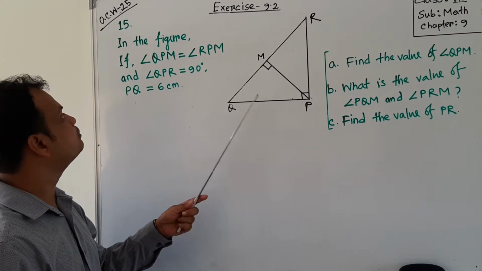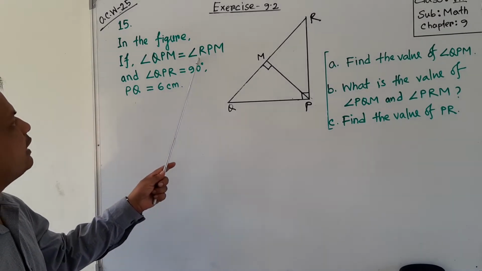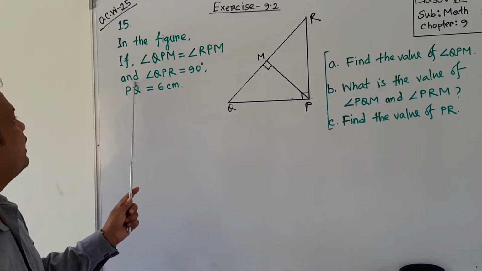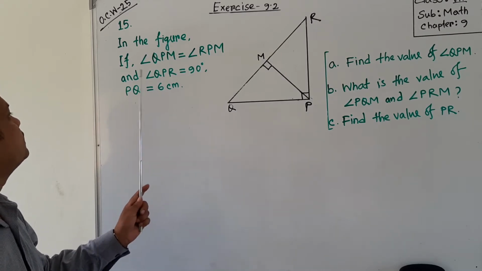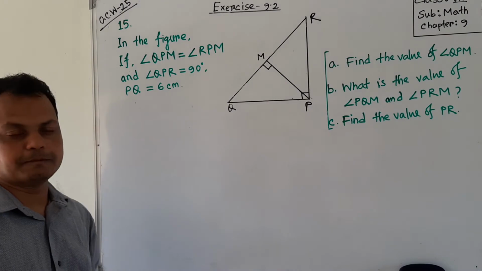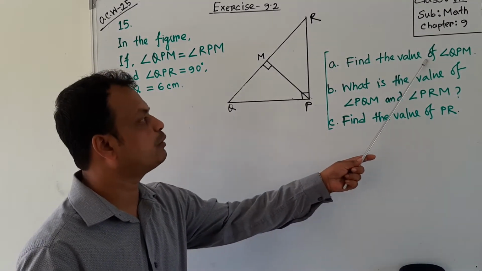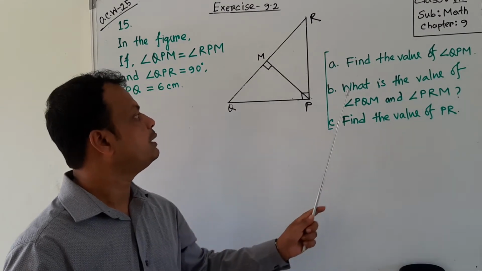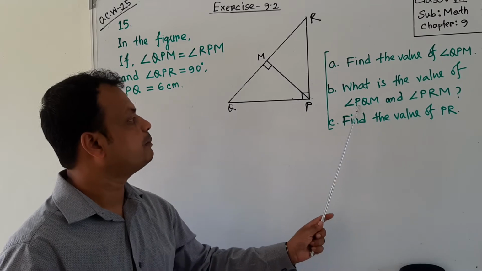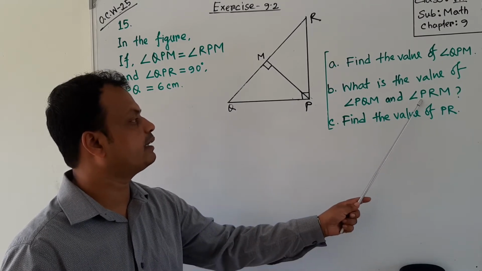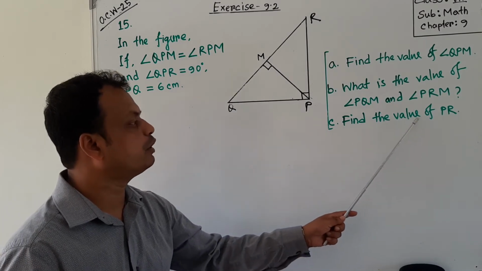According to the figure, angle QPM equals angle RPM and angle QPR equals 90 degrees, PQ equals 6 centimeters. The questions are: A, find the value of angle QPM. B, what is the value of angle PQM and angle PRM? C, find the value of PR.